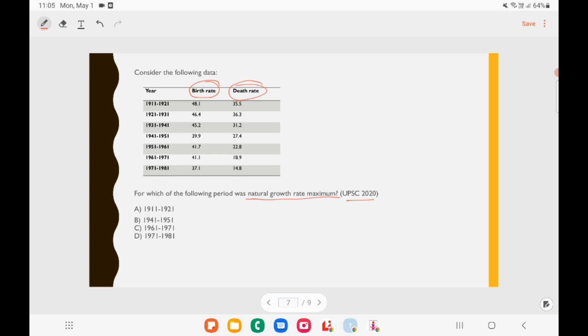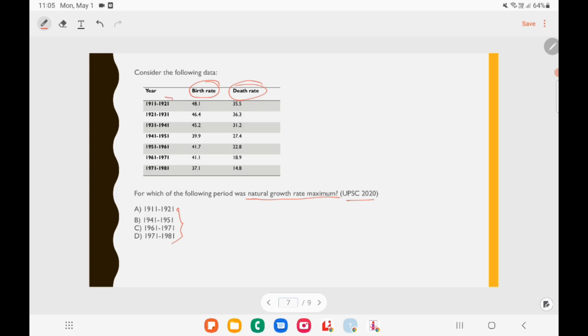So here some students will first find out the natural growth rate of this year, this year, this year, this year, this year, this year and this year. All the years they will find out and then they will go and check in which year it is maximum. But that is a wrong strategy because it's going to cost you so much time. Only do those options which are here. Okay, only 4 options are given. So just go and check the natural growth rate of only those 4 options.